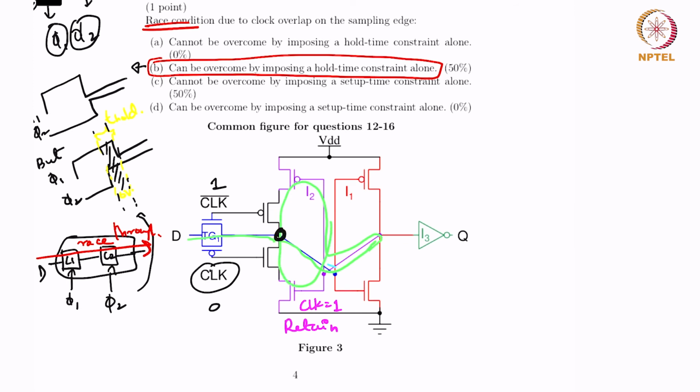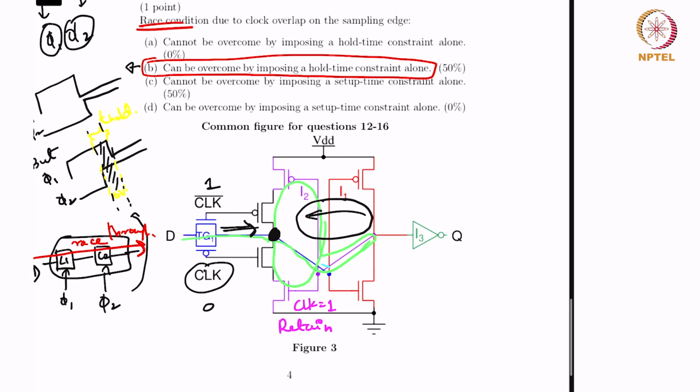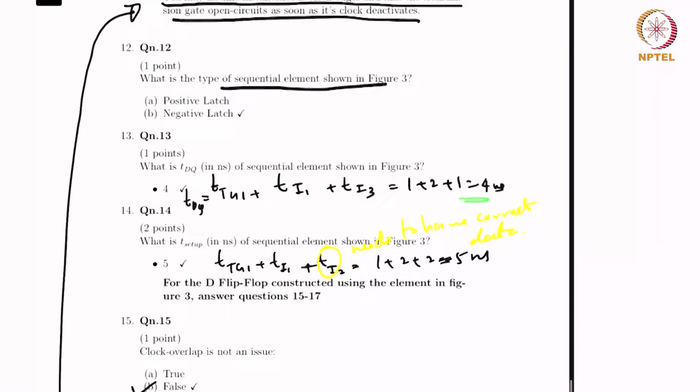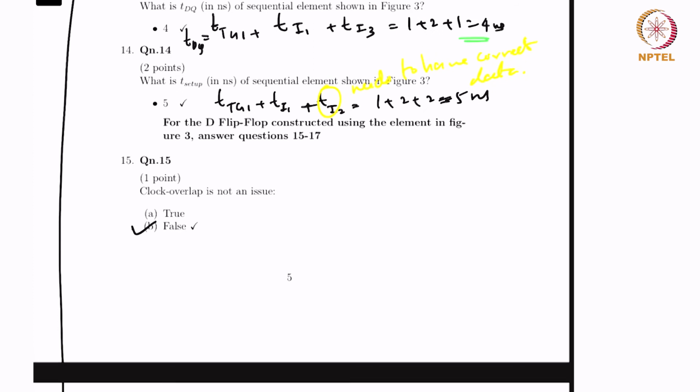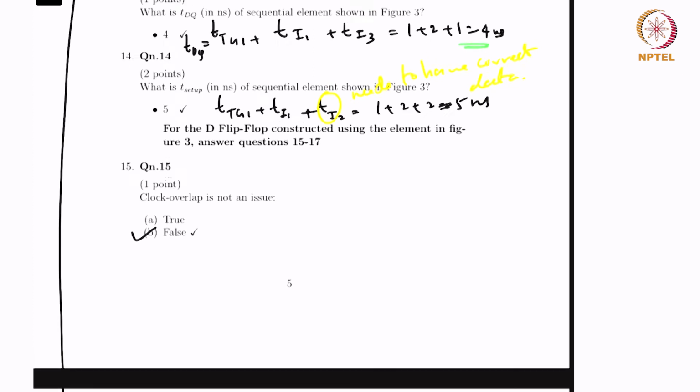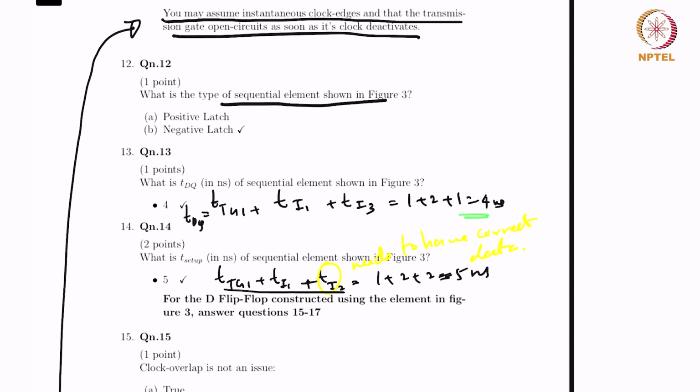Basically we're looking at this node. So this node has two paths, one from this side, one from this side. So both of these should not collide, or rather both of these, if the value due to this path settles before anything changes here, that is exactly what we are looking for, which is the setup time. So TTG, no wait, yeah, TTG1 plus TI1 plus TI2, which is 1 plus 2 plus 2, 5 nanoseconds.